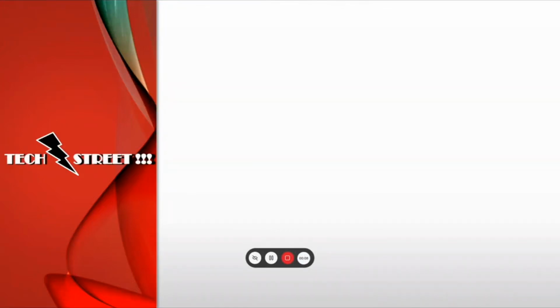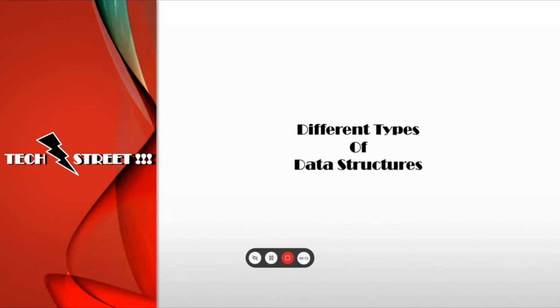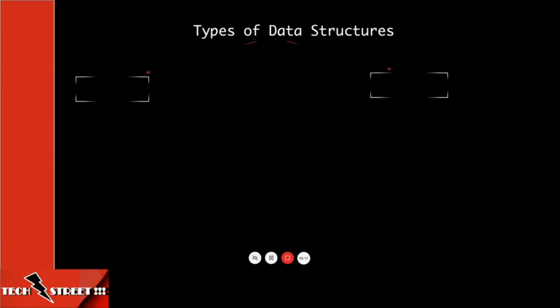In our previous video, we have seen an introduction to data structures. Now in this video, let's understand the different types of data structures. There are two types of data structures. The first one is primitive and the other one is non-primitive. These primitive data structures are built into the programming language itself, which are available for programmers to use.